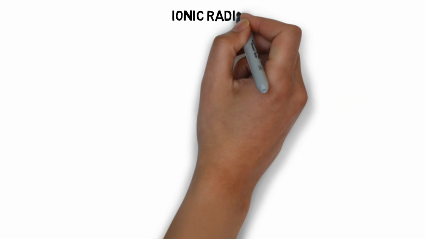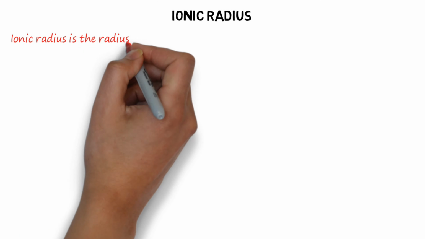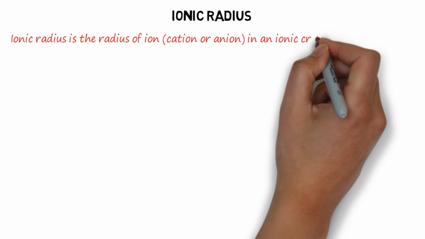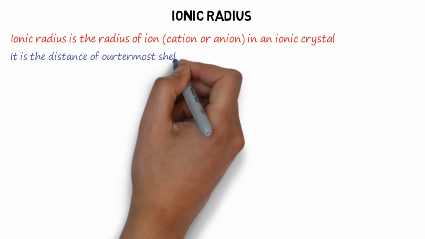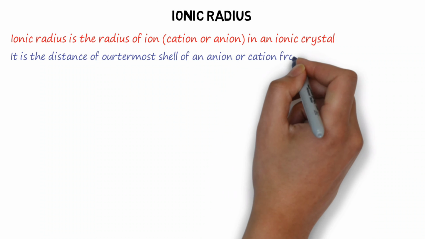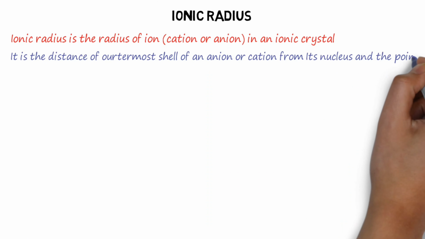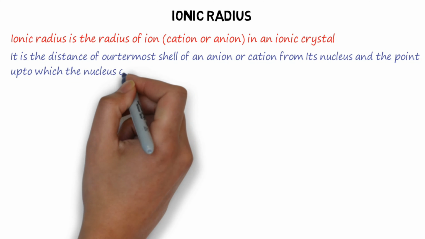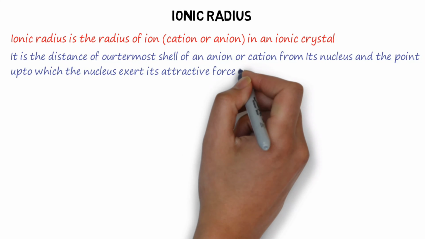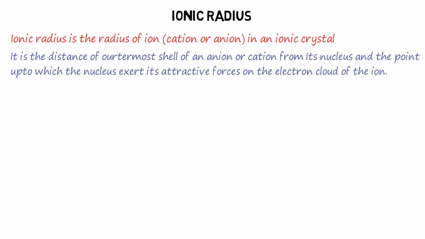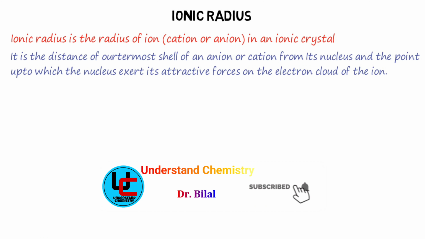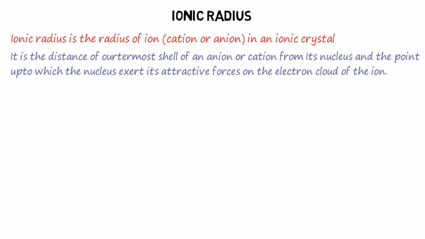Ionic radius is the radius of an ion, cation or anion, in an ionic crystal. It may be defined as the distance between the nucleus of an ion and the point up to which the nucleus exerts its attractive force on the electron cloud of the ion or atom. This means that beyond the distance equal to the ionic radius, the nucleus will not exert any attractive force on the electron cloud.